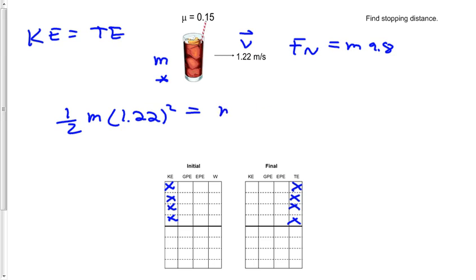So then I go m times 9.8, that's my force normal. I look and find my coefficient of friction of 0.15, and then multiply by a distance d, and in this case I don't know d. Well, then I look and I go, well, I know I can cross off my m's. I don't need to have those because they cancel on both sides. And one more time, for stopping distance, I guess I don't need mass. Then I just need to find my displacement d. So my distance then is 0.51 meters. And that's how you find stopping distance.